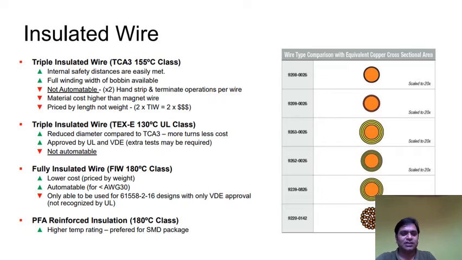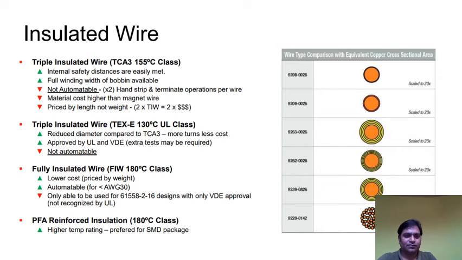So these two are the downsides: the cost will be high for triple insulated wire, and the price is by length, not by weight, because most magnet wire we can buy in the market by weight. Then there is triple insulated wire TEXE, 130 degree C, class UL. This has a reduced diameter compared to TCA3, the top one, which is 155 degree, and it can accommodate more turns at less cost. It is also approved by UL and BDE. For certain cases some extra tests might be required, and this is also not automatable.